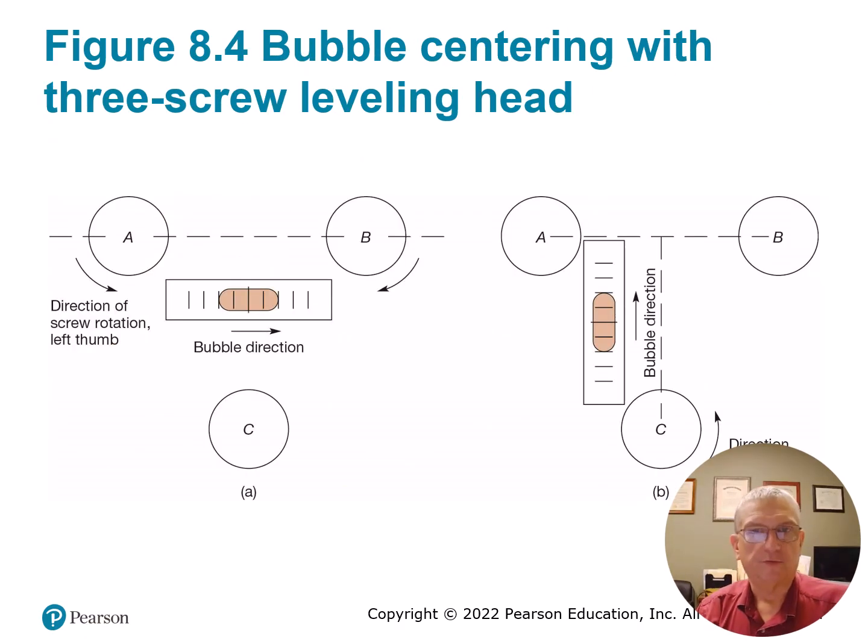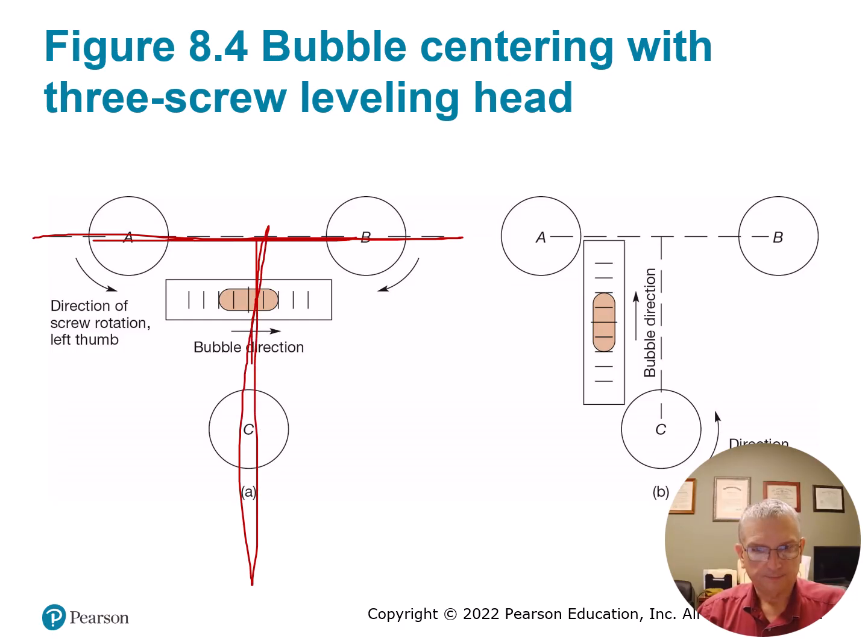So here, 8.4, bubble centering with a 3-screw leveling head. This is something that just takes some practice getting used to if you haven't already. And what I say is, whichever 3 screws you want to look at, the tribrach has 3. You've got the line through A and B, and then perpendicular to that you have C. And that's also over here where they've got it illustrated as bubble direction. So this is C, it's basically perpendicular to A and B.